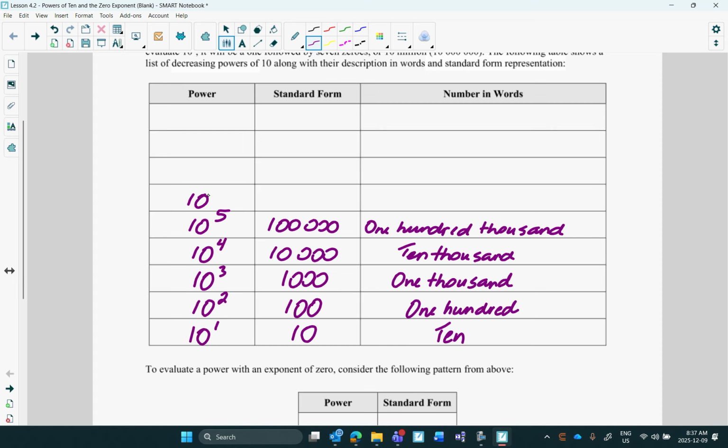Ten to the sixth, which means 1 and 6 zeros: 1 million. And 10 to the seventh. What comes after 1 million? 10 million.